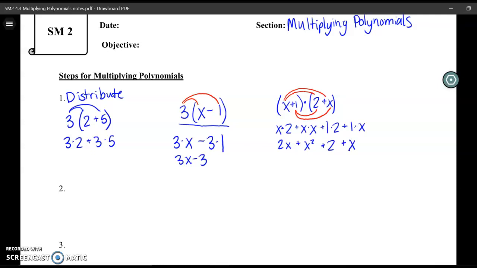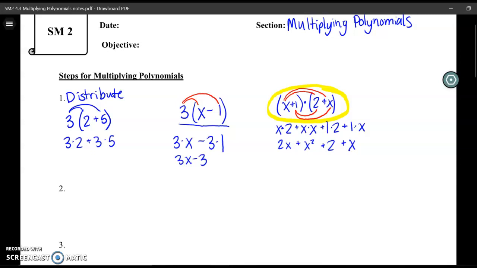Okay, the important thing when you're distributing, like we did right here when you have two polynomials that you're multiplying together, is that you have to make sure that every piece of your first set of parentheses is distributed to every piece of your second set of parentheses. So this x was distributed to the 2 and to the x, and this 1 was distributed to the 2 and to the x.